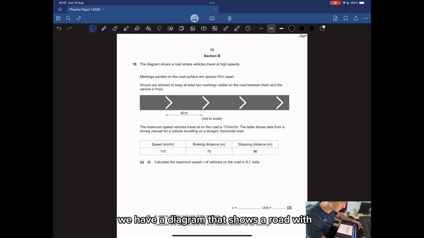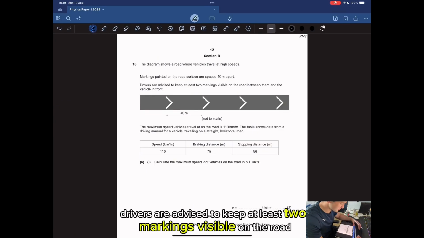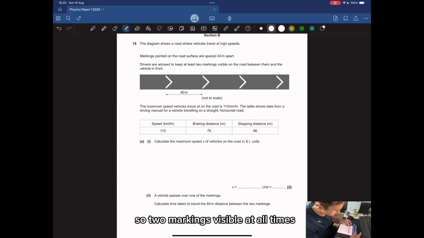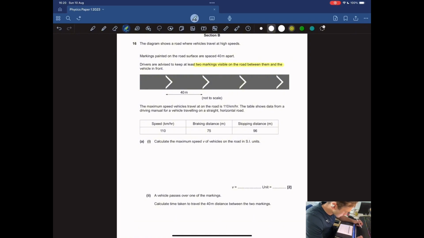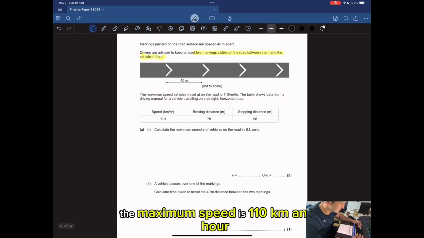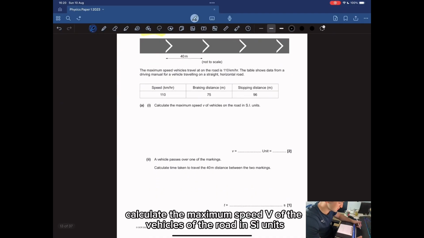We have a diagram that shows a road with vehicles that travel at high speed. There are chevrons spaced at 40 meters. Drivers are advised to keep at least 2 markings visible on the road between them and the vehicle in front at all times. The maximum speed is 110 kilometers an hour. Here is some data. Calculate the maximum speed V of the vehicles on the road in SI units.